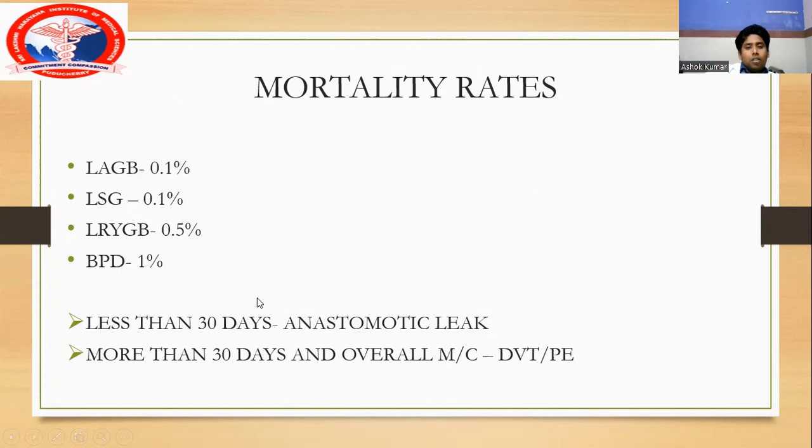So what is the cause for this mortality? If mortality happens within 30 days, it is mainly due to anastomotic leak. If it happens after 30 days, the most common cause is DVT and pulmonary embolism. And the overall most common cause of mortality in bariatric surgery is DVT and pulmonary embolism.